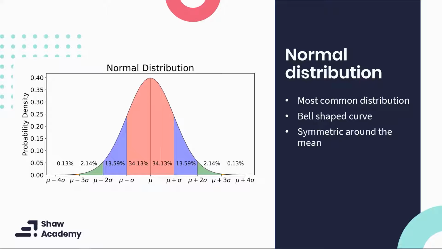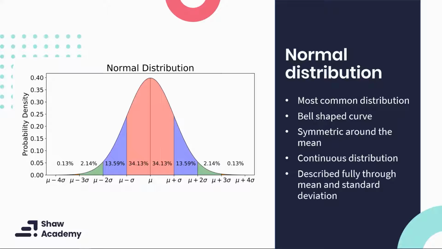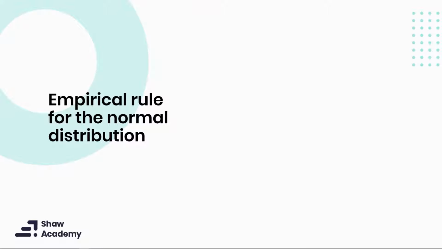The normal distribution is continuous, meaning that it takes on values from negative infinity to positive infinity. Once again, note that the total area under the curve, the sum of all likely outcomes, is equal to 1. The normal distribution is fully described through the mean and standard deviation. When we say that, we mean that we can simplify the normal distribution using only these two parameters, the mean and standard deviation.